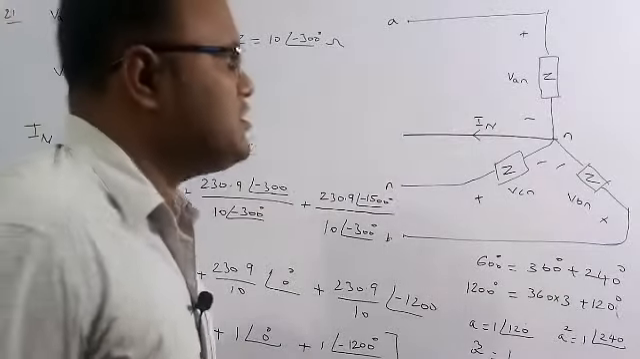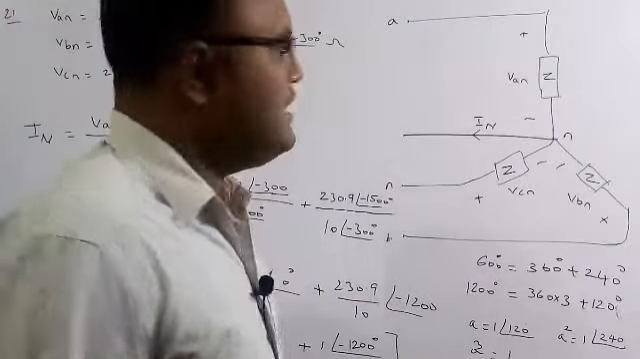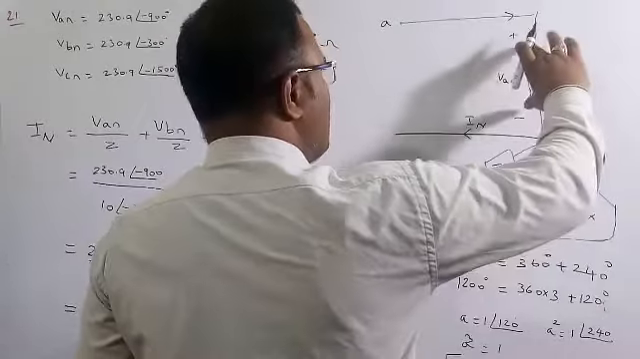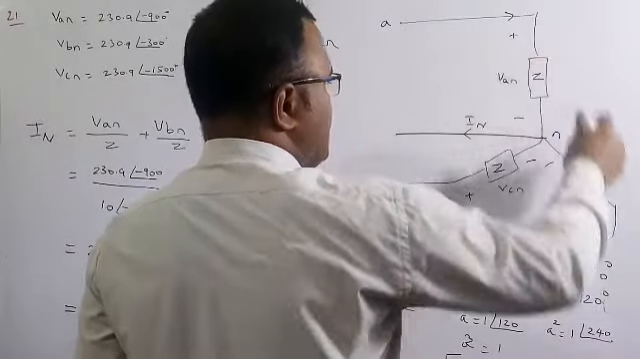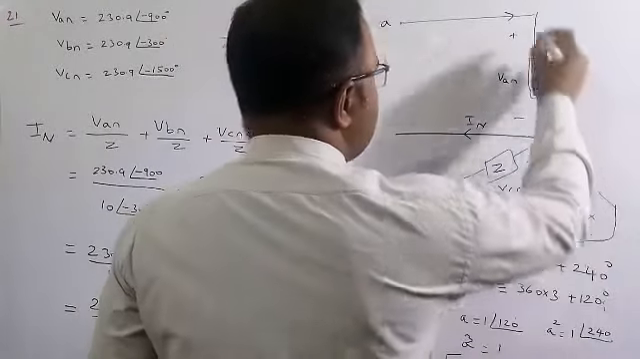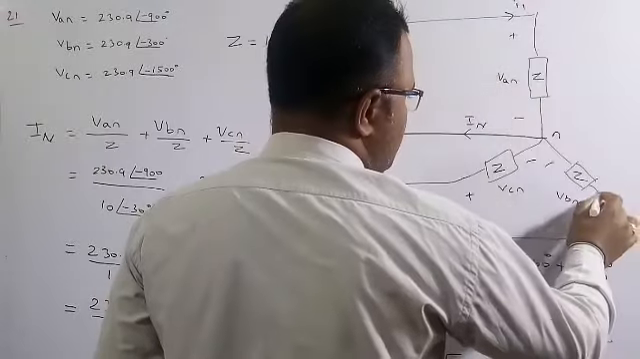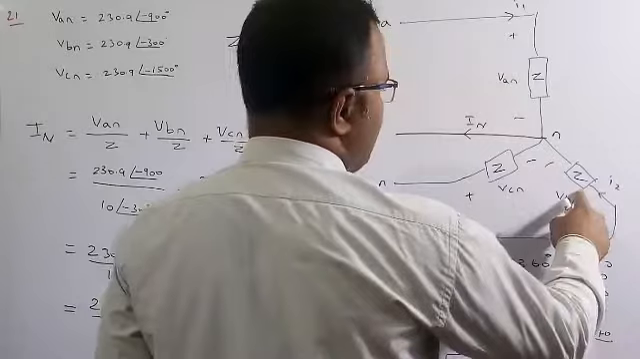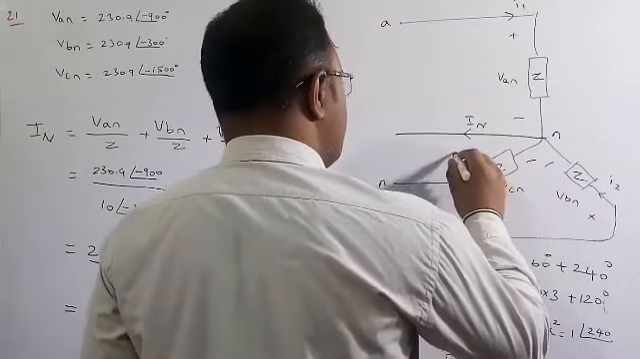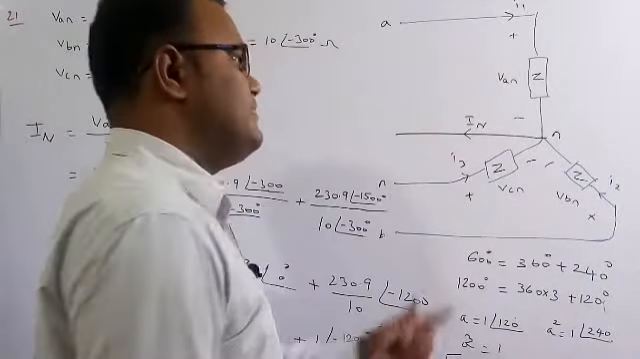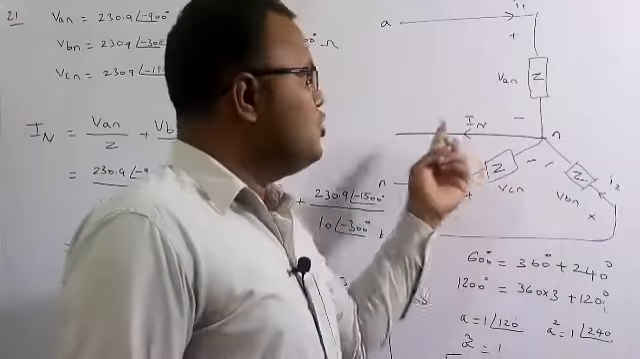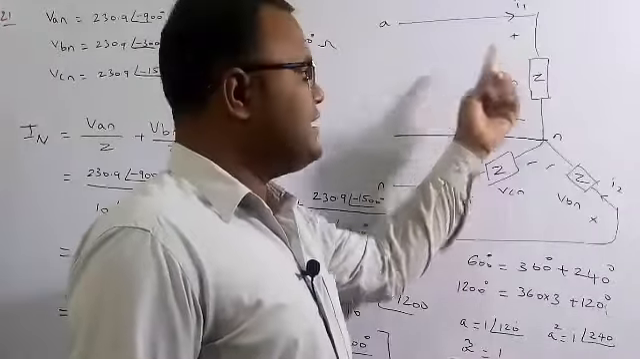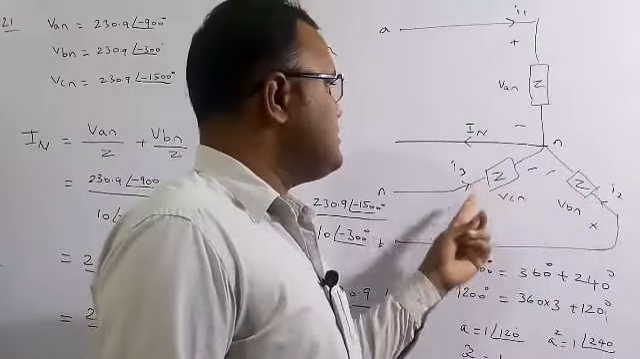So what I am going to do is apply the KCL. See, the current in this branch, let me assume this is I1, is nothing but voltage by impedance, and similarly the current in this branch, I2, is VBN by Z, and similarly I3 is equal to VCN by Z, voltage by impedance. So the sum of the incoming currents is equal to the outgoing current. The incoming currents are I1, I2, I3, and the sum is equal to IN.